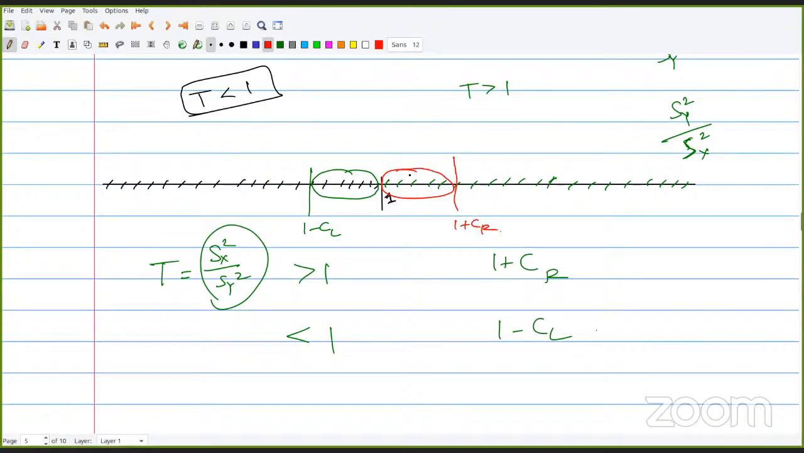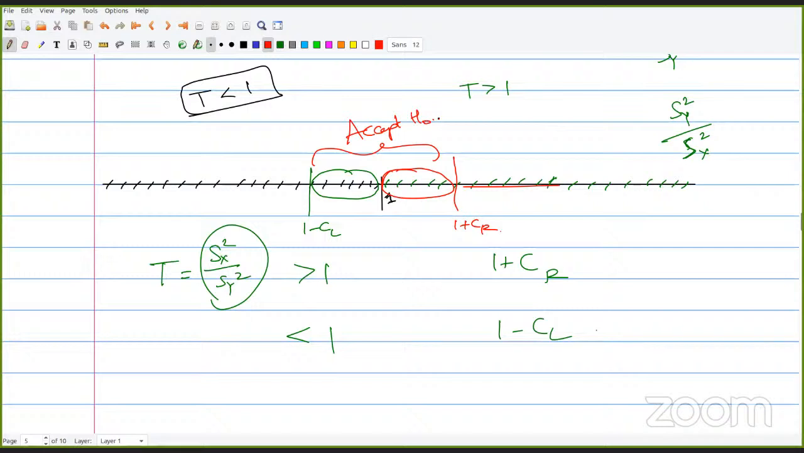If your T is greater than 1, it will fall in this green region somewhere. So you just compare whether your T is greater than 1 plus CR or less than 1 plus CR. If it is less than 1 plus CR, it will be in the acceptance region. So this is the acceptance region. You can check for all the cases.